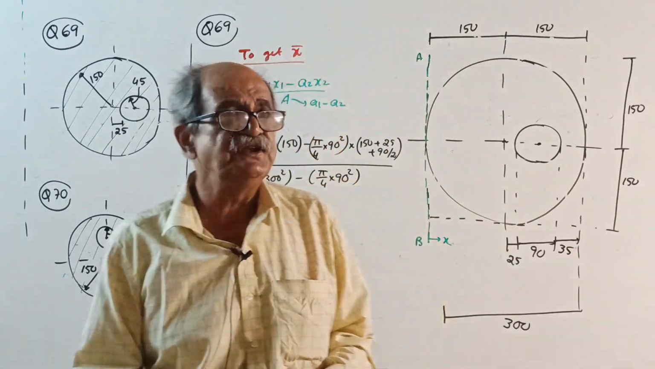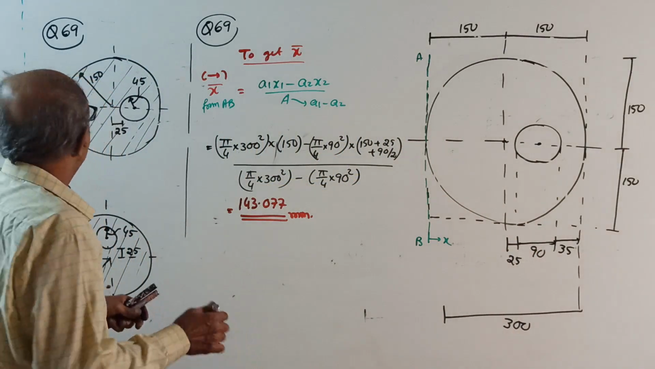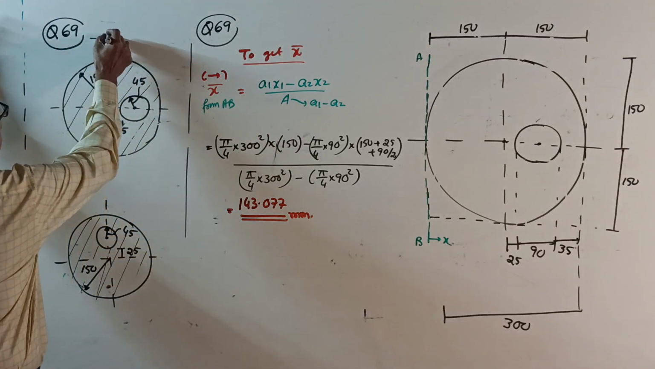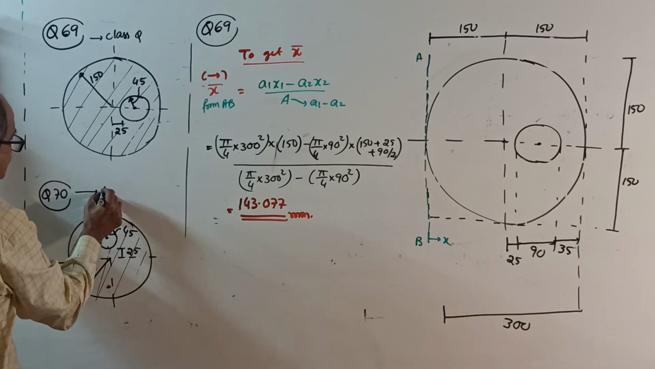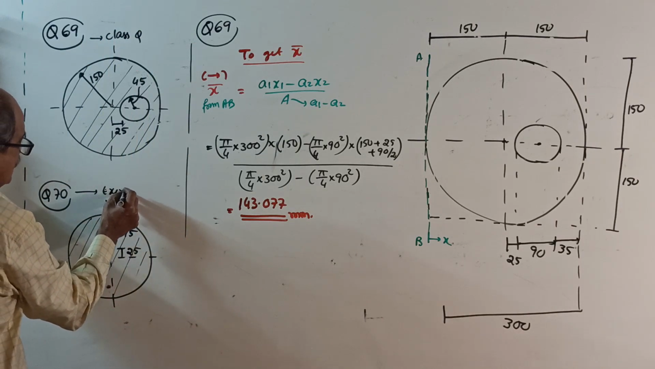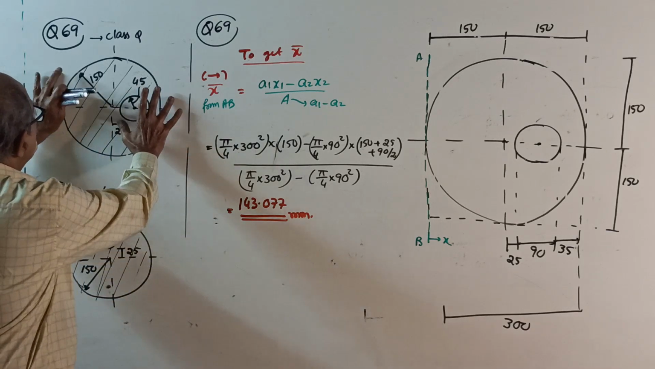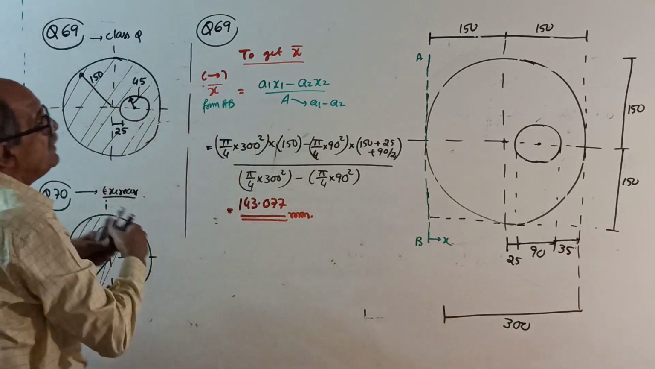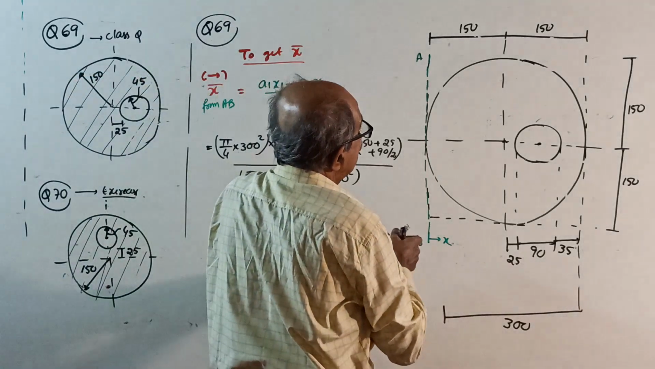Now, two questions, 69 and 70, both are identical. 69 I will solve, this is the class question. 70 is an exercise for you. You should do it. Okay, start this question, same way. Circle of radius 150, that is a full circle. I will take the full circle as 1.